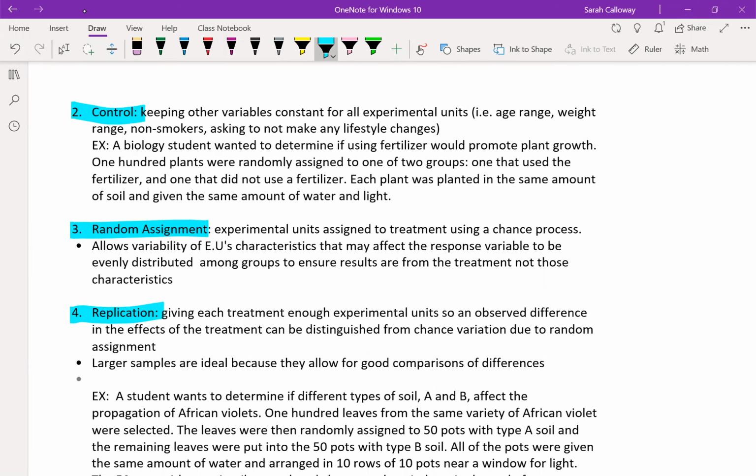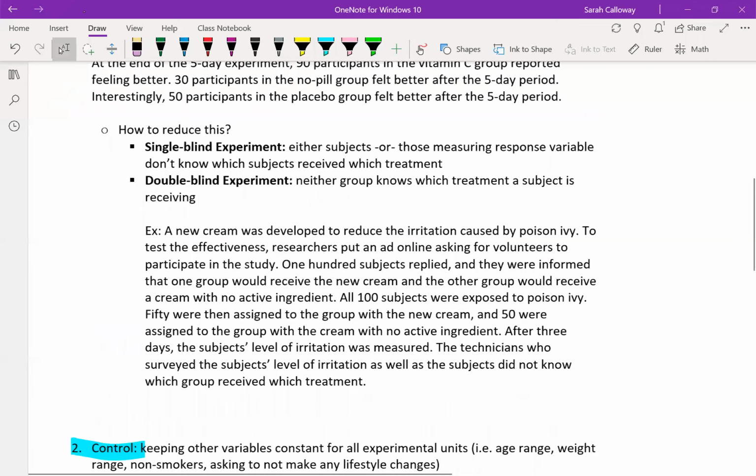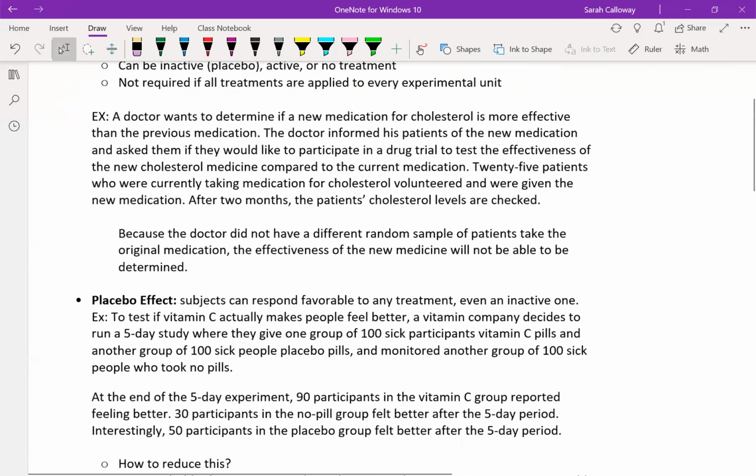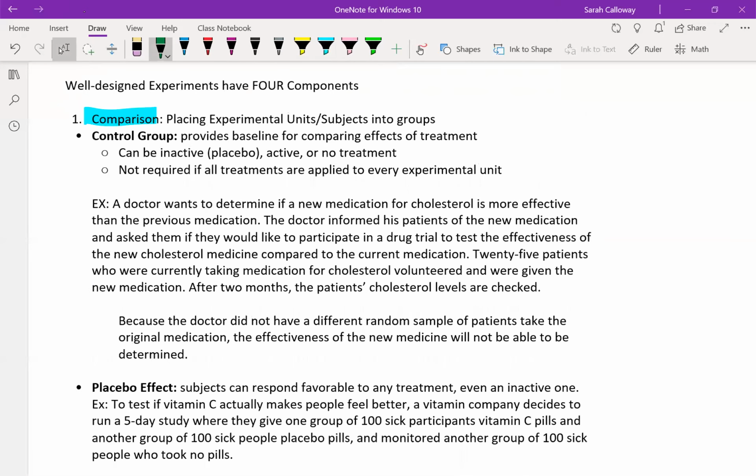They spent most of their time talking about comparison, so you should expect to see a lot more quiz questions on that section too. Comparison is when you're placing the experimental units or subjects into groups so that you can compare those groups. A control group is a group that provides the baseline for comparing effects of treatment.